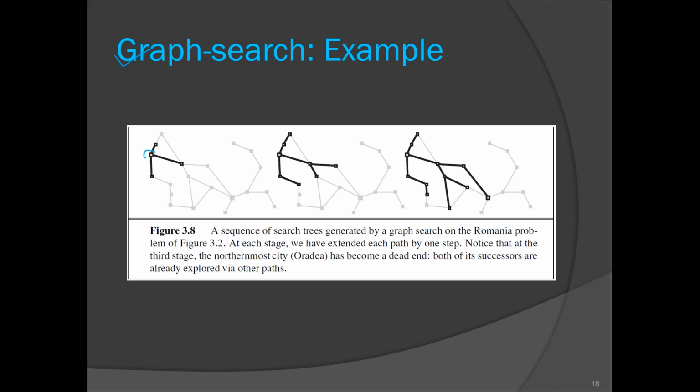So this is an example, the same traveling salesman example. This is our Arad city. When you visit Arad, these three nodes are generated. Now its children are expanded here. So this is expanded, this is also expanded, and this node is also expanded.